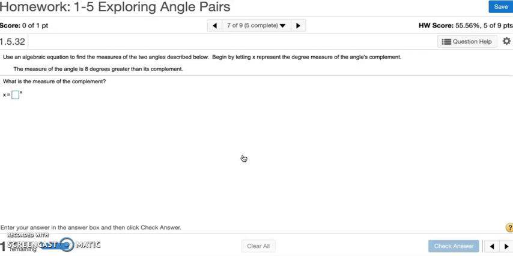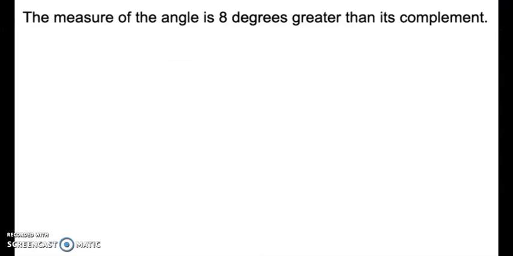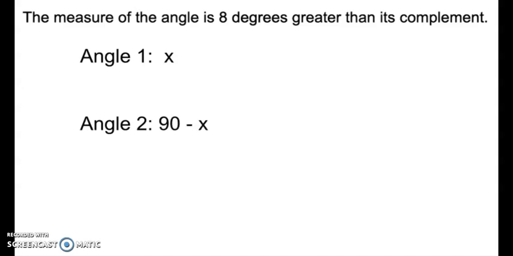Number 7, we're doing the same thing as number 6, except that now we're dealing with its complement. So let's take a look at that. The measure of the angle is 8 degrees greater than its complement. So we have two angles. Remember, the first is going to be x, but complement now means that they add up to 90. So if you have x, the complement will be 90 minus x. So then we go from there to set up our equation.